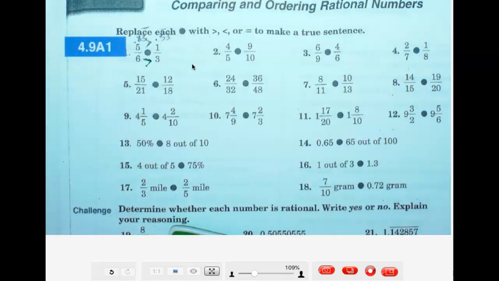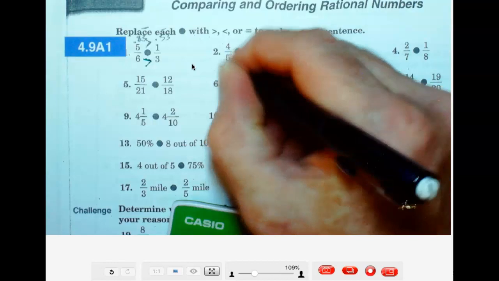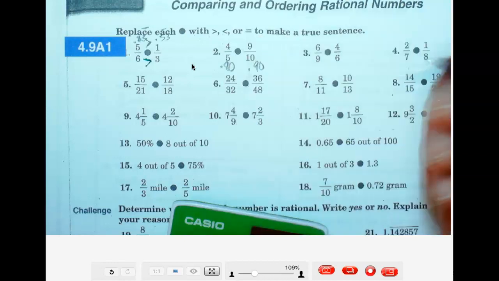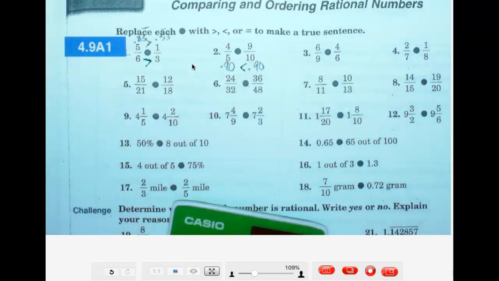All right. The next one. 4/5, well, you can do 4 divided by 5, and you get 0.8. And this one is 9 divided by 10, you're going to get 0.9. Now, again, I encourage you to put the zeros on there because you're so good at money. You know that 90 cents is greater than 80 cents.